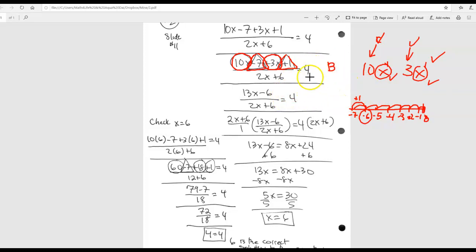And we didn't do anything to the 4, so the 4 just comes straight down. So now, making things a little smaller. We had 4 terms up there. We're down to 2 terms here. So I have 13x minus 6 divided by 2x plus 6 equals 4. All right, so this is where things can get kind of freaky on you.